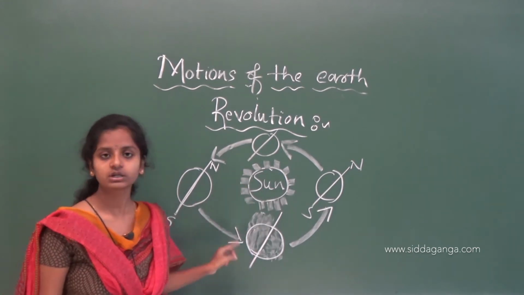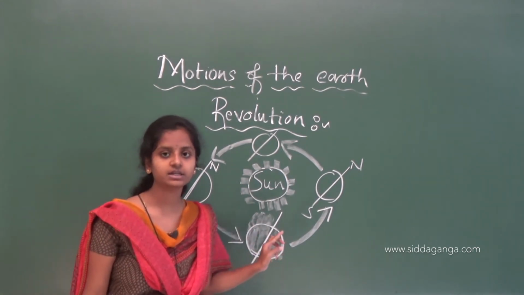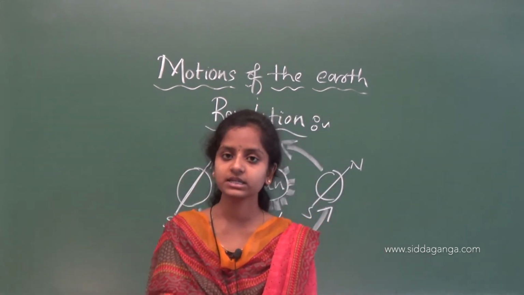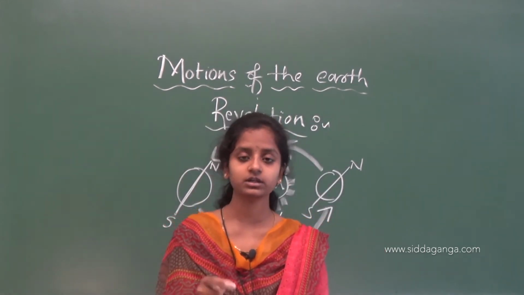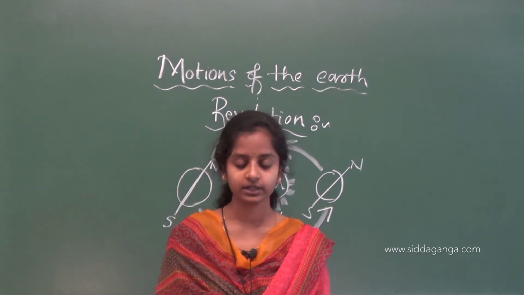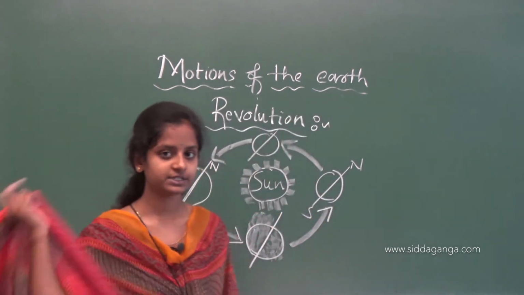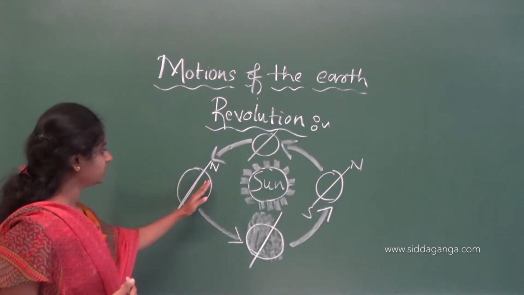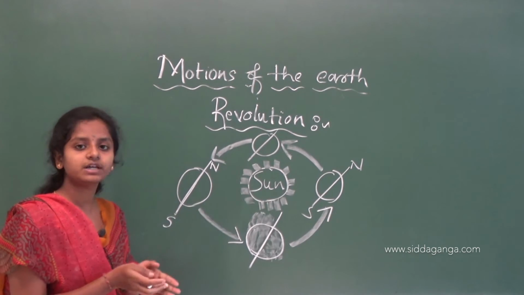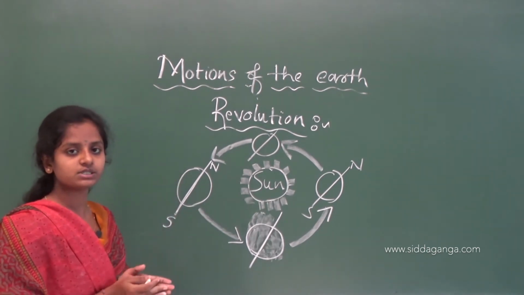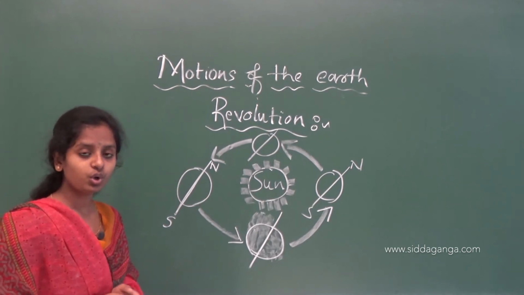Here I cannot show this clearly in a diagram because it is very small. You can see in the textbook they have given it very clearly, where all we experience summer and winter. The portion which is towards the sun will experience the heat. The other portion which is away from the sun will experience the cold.